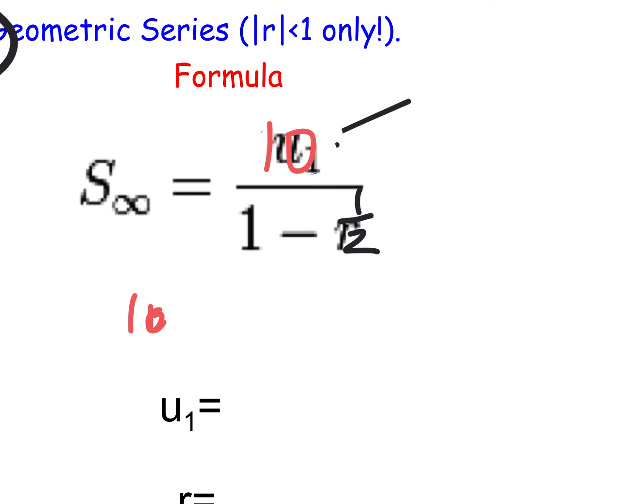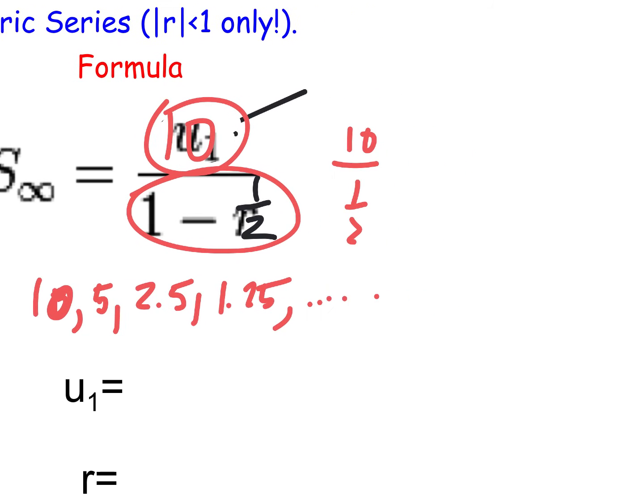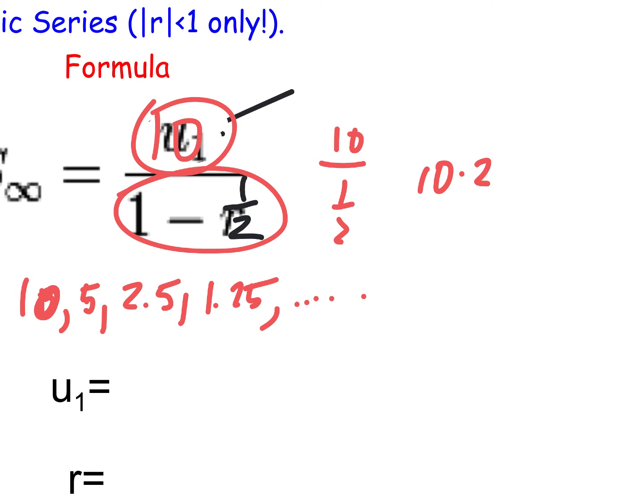To get to a door that's 20 feet away, I go 10 feet there, halfway there, and half of that is 5 feet, and half of that is 2.5, and half of that is 1.25, and half of that is blah, blah, blah. And guess what it adds up to? 20, because I get to the door. 10 divided by 1/2 is the same as 10 times 2, which is 20.